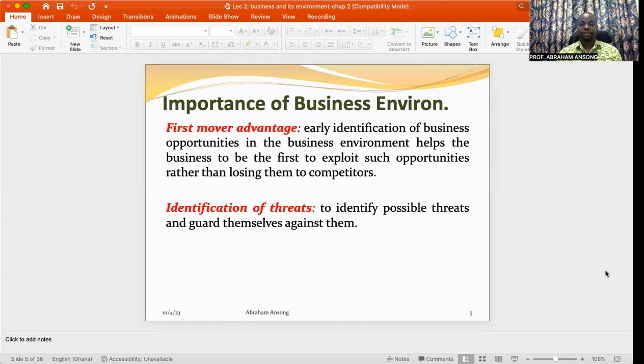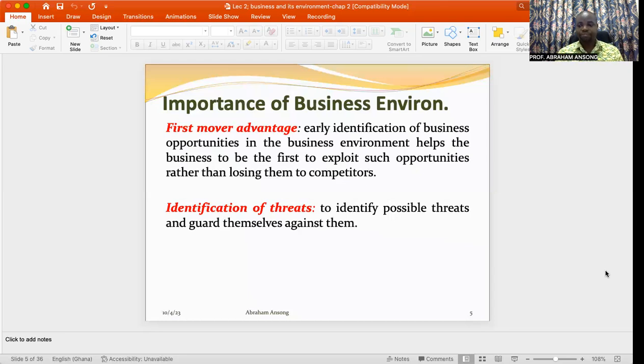Okay. Then the last one, close to the idea of opportunity, is also the fact that a proper understanding of your business environment helps you to identify the threats that are likely to face your business.